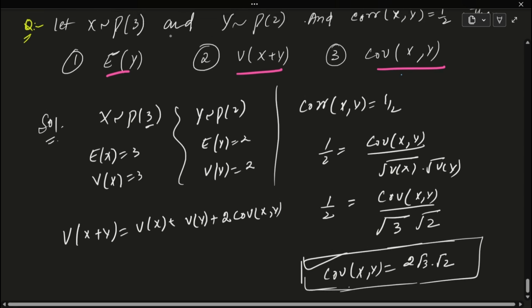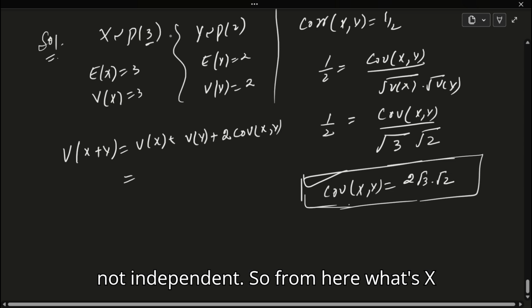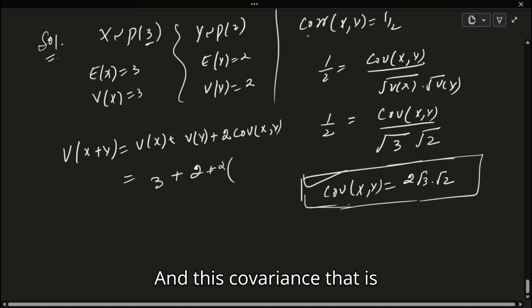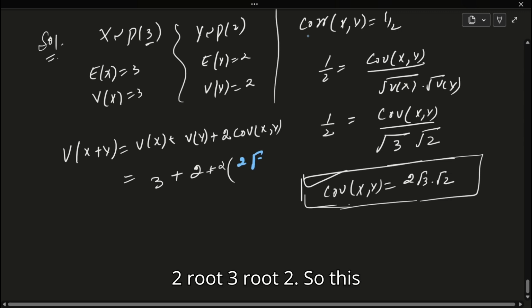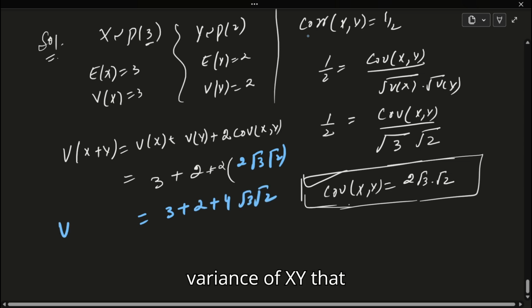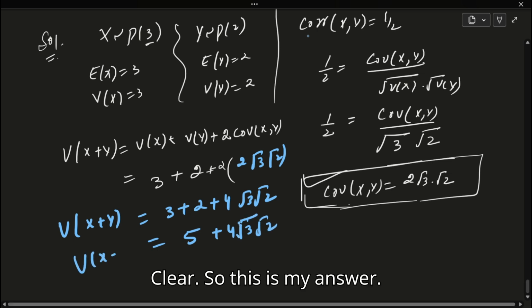As you know, if independence is given, then the covariance will be 0, but x and y are not independent. So from here, what's the variance of x? That is 3, plus 2, plus 2 times the covariance, that is 2 root 3 root 2. So the variance of x plus y is equal to 3 plus 2 plus 4 root 3 root 2, that is equal to 5 plus 4 root 3 root 2. Clear? So this is my answer.